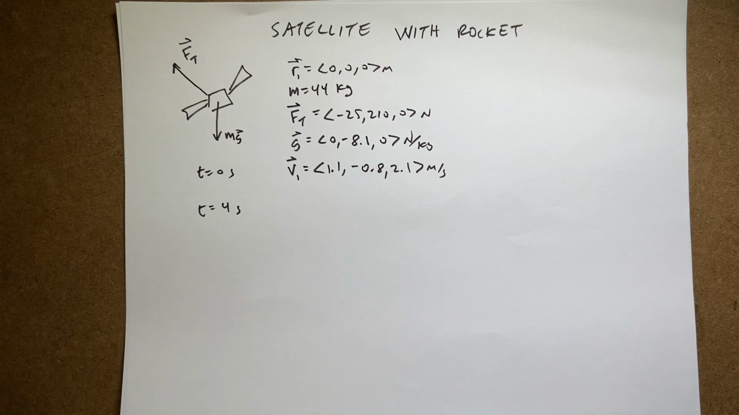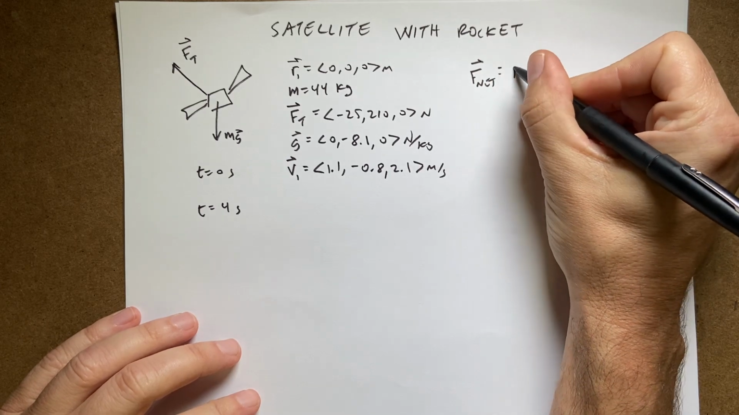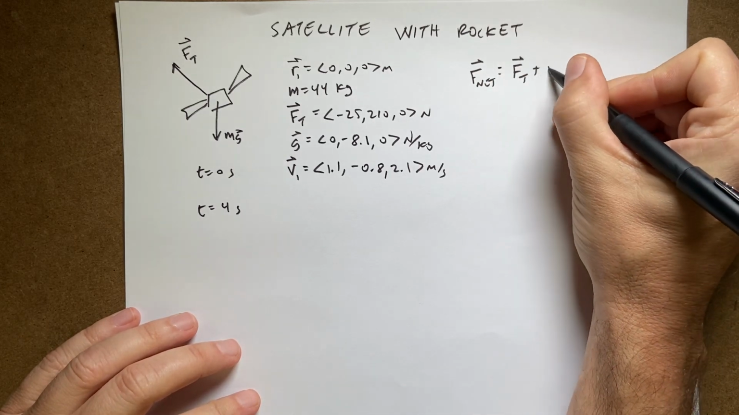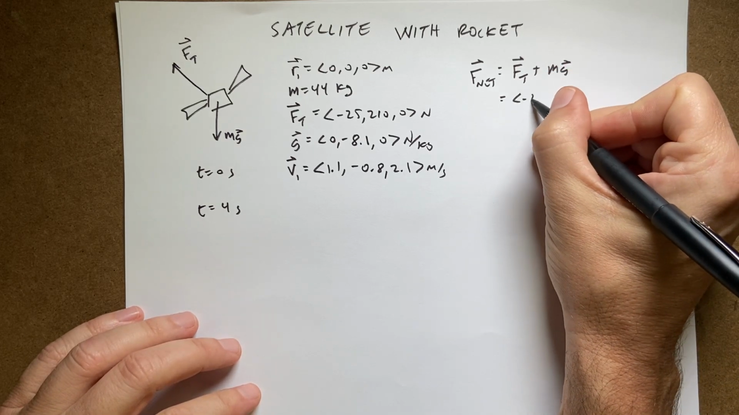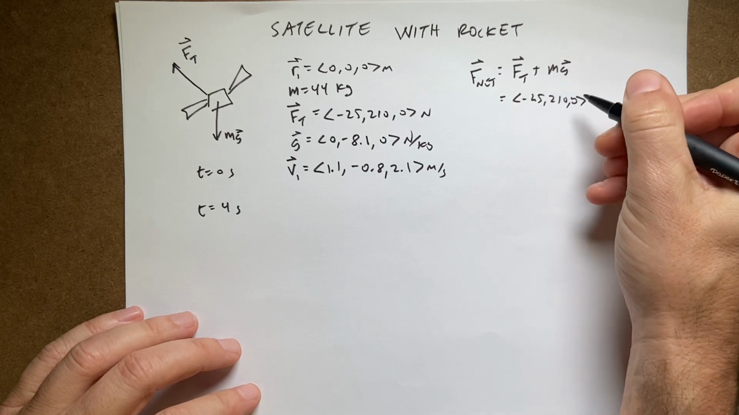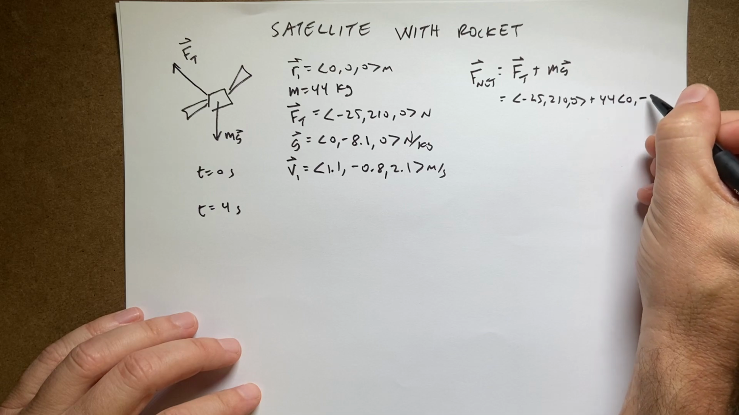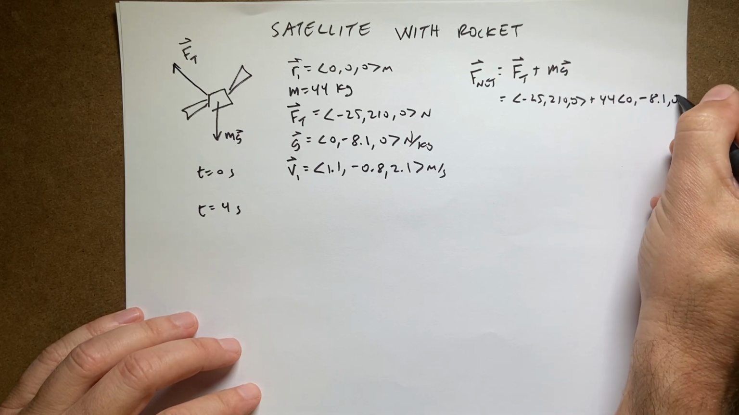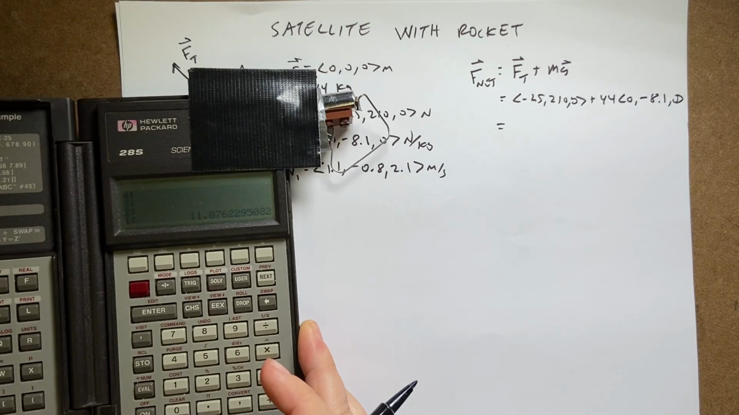So the first thing we need to do is find the net force. So I can say F net is going to be Ft plus mg. So that's going to be equal to the vector negative 25, 210, 0 plus the mass of 44 times 0, negative 8.1, 0. So let's just write this down as a single vector, just for fun.